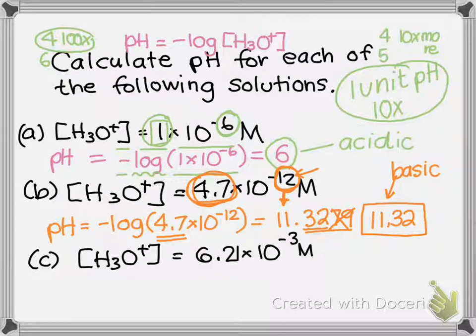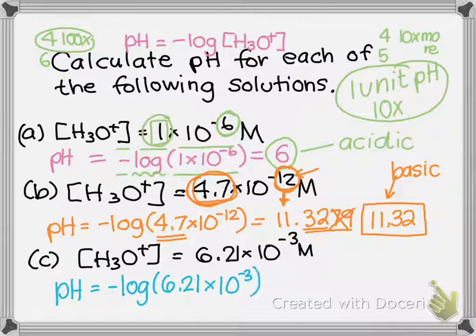And so finally the last one, let's calculate. So pH is equal to the negative log of the acid concentration, which is 6.21 times 10 to the negative 3. So now I plug this into my calculator. And I get that the pH is 2.2069. Now this is what I was talking about.